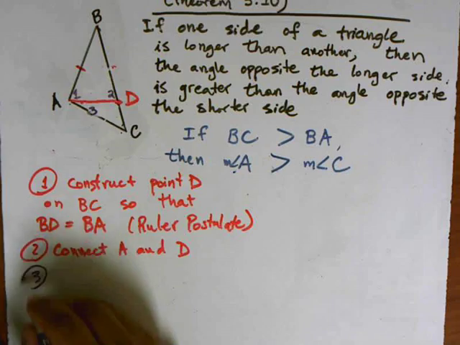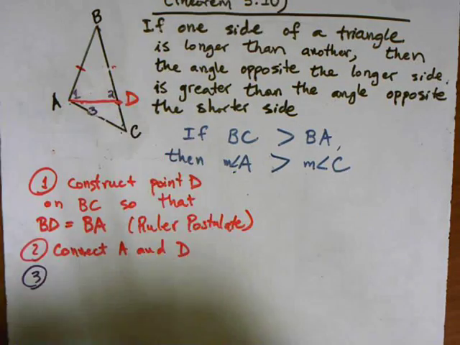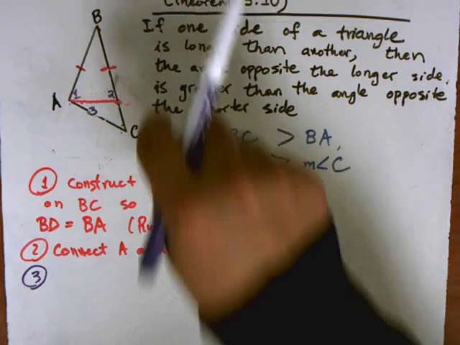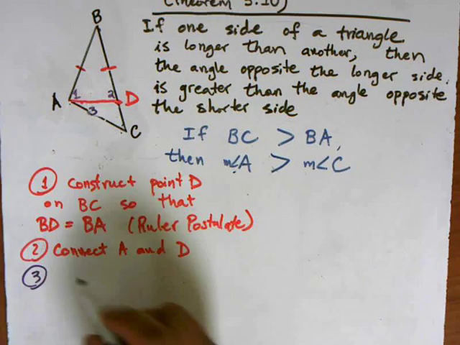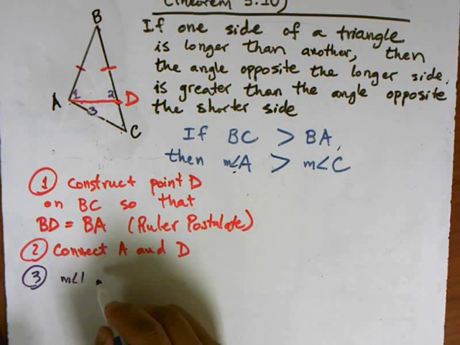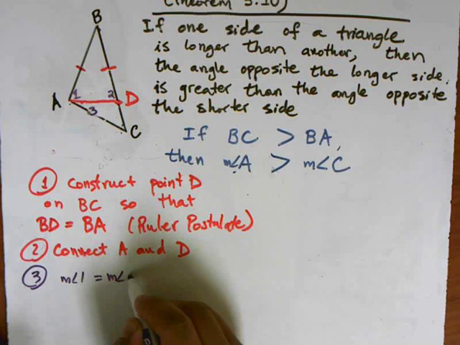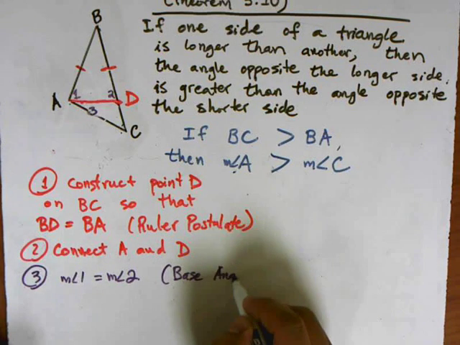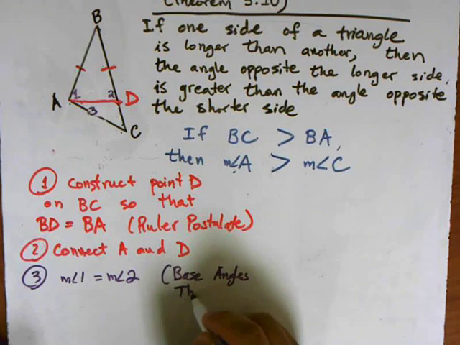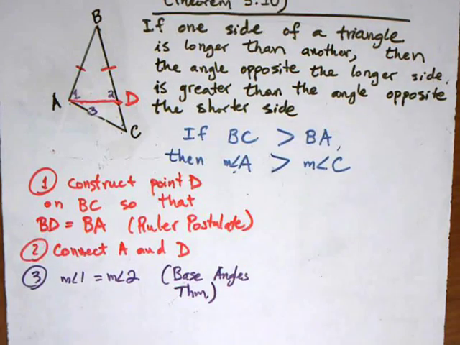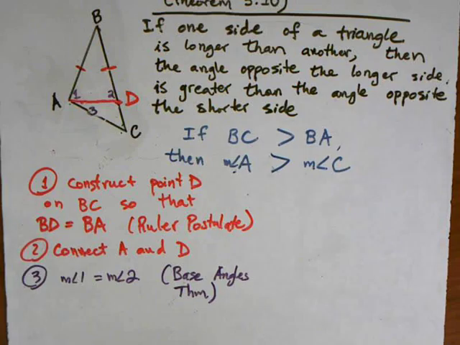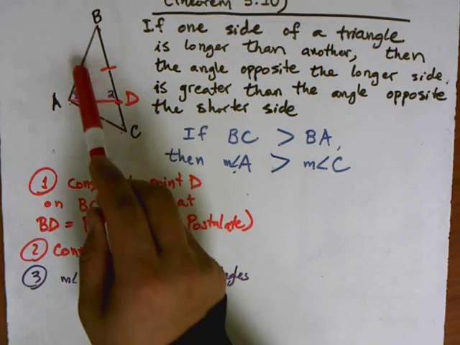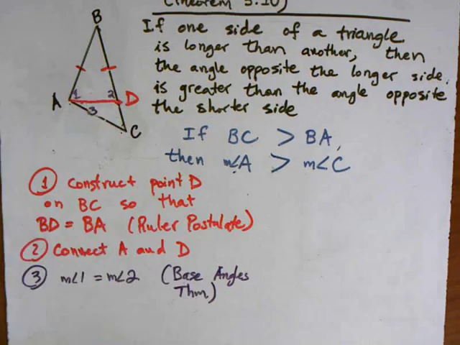Now, what I can say here is that angle 1 and angle 2 have to be congruent to each other. And this is using the base angles theorem. So the measure of angle 1 is equal to the measure of angle 2, using the base angles theorem. You can look back in the videos in chapter 4 to view a proof of the base angles theorem. But because this is an isosceles triangle, these two angles down here have to be congruent to each other.